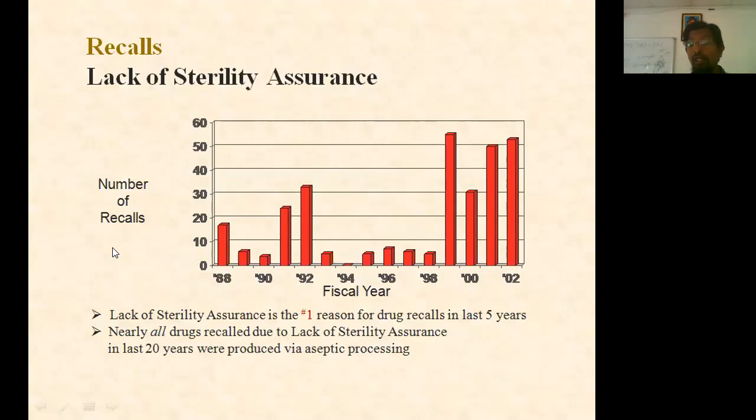So in the year 94 and I hope 95 the recalling is less, but when you compare it from the year 98 to 2000, then till 2002 also, because sterility was not maintained, many products are being recalled. So lack of sterility is the first reason for the drug recall in the last 5 years. If you see the last 5 years, what is the reason for recalling of the drug back to the manufacturing area? Lack of sterility.